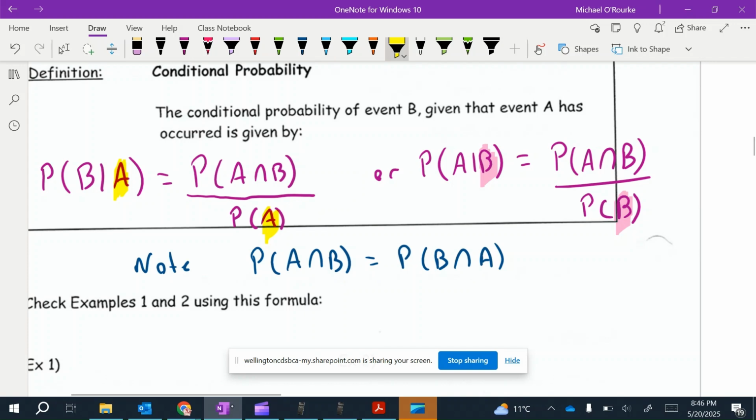And a little note, the probability of A and B happening is the exact same thing as the probability of B and A happening. Those are the exact same thing. Take a moment and you can write that down. On your formula sheet, there's a given section, and that's where you want to be.